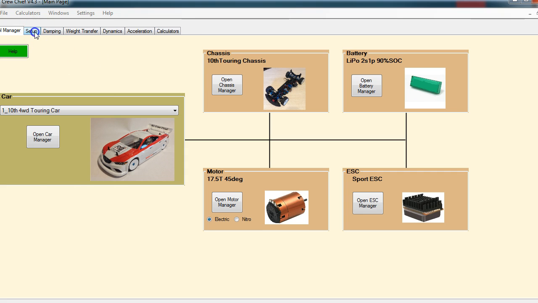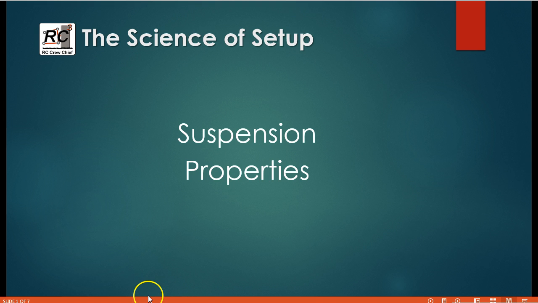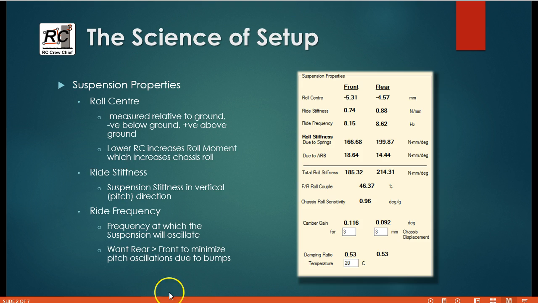So onward. We're going to work on the setup page. That's pretty much specifically what we're going to deal with here today. So you'll see on the side here are suspension properties, and this is what we're going to be talking about. So first off, we're going to start at the top and work our way to the bottom.